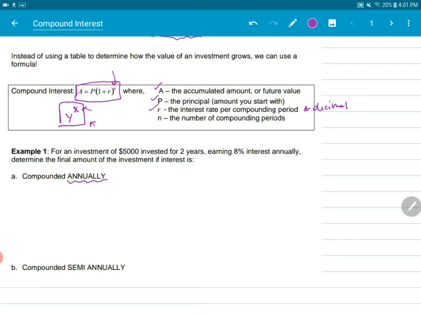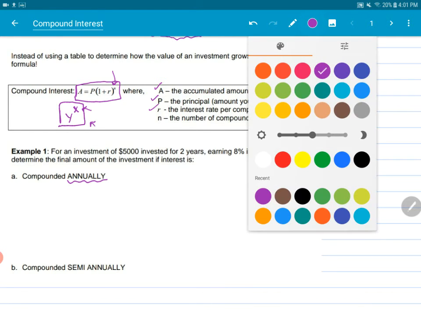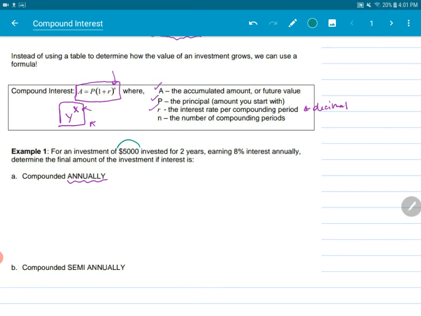For an investment of $5,000 invested for 2 years, earning 8% interest annually, determine the final amount of the investment if interest is compounded annually. You're always looking for that keyword to decide what number to divide and multiply by. So we will start with our labeling off to the side like we always do. Our P is going to be $5,000.